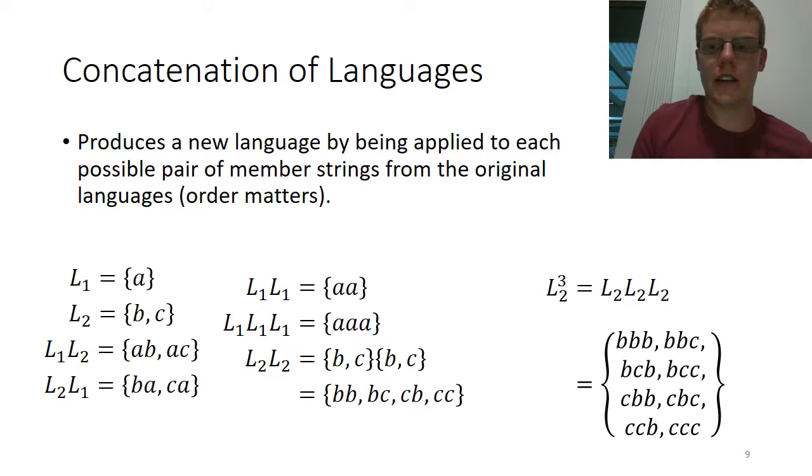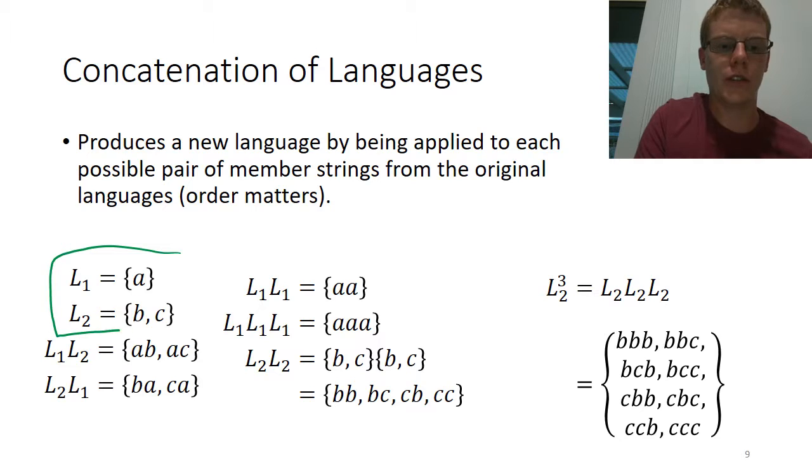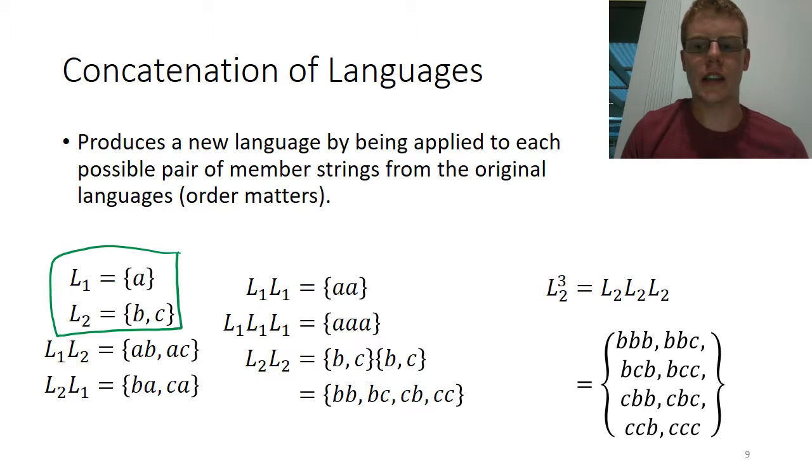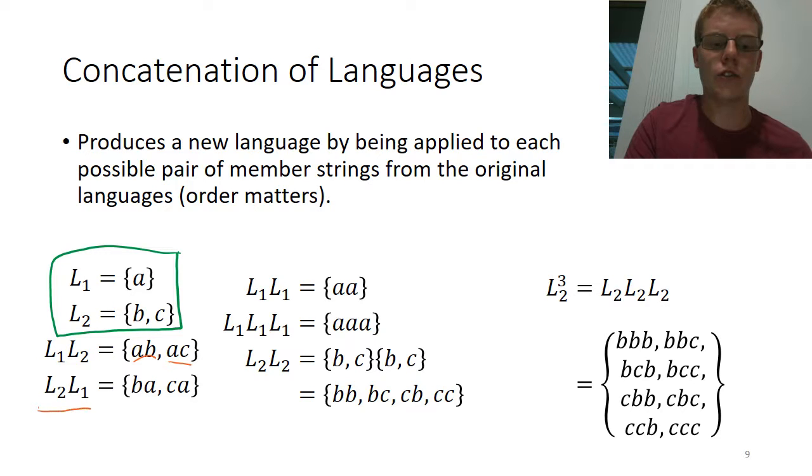So if we consider this pair of languages L1 and L2 down the bottom here, you can see that the result of concatenating L1 with L2 is all of the strings from L1, which in this case is just an A, concatenated pairwise with all of the strings from L2, which in this case is a B and a C. So we can see that we end up with AB and AC. Now order is important. So we consider all of the strings from the first language concatenated with all of the strings from the second language in that order. So when we concatenate L2, L1, we end up with the reverse strings.